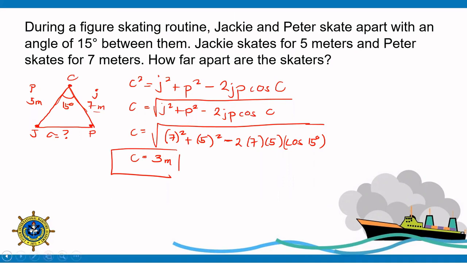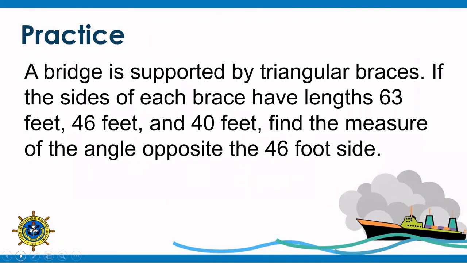Okay, so when you're done, let's have the next practice. A bridge is supported by triangular braces. If the sides of each brace have length 63 feet, 46 feet, and 40 feet, find the measure of the angle opposite the 46-foot side.